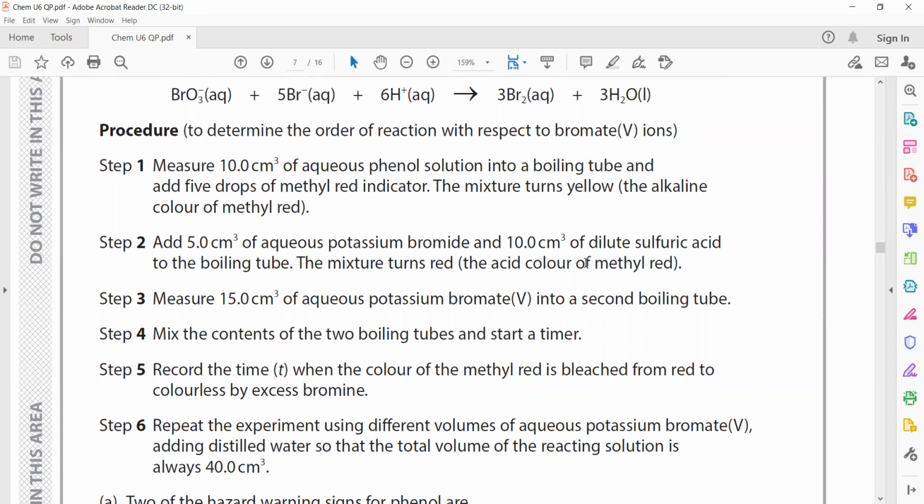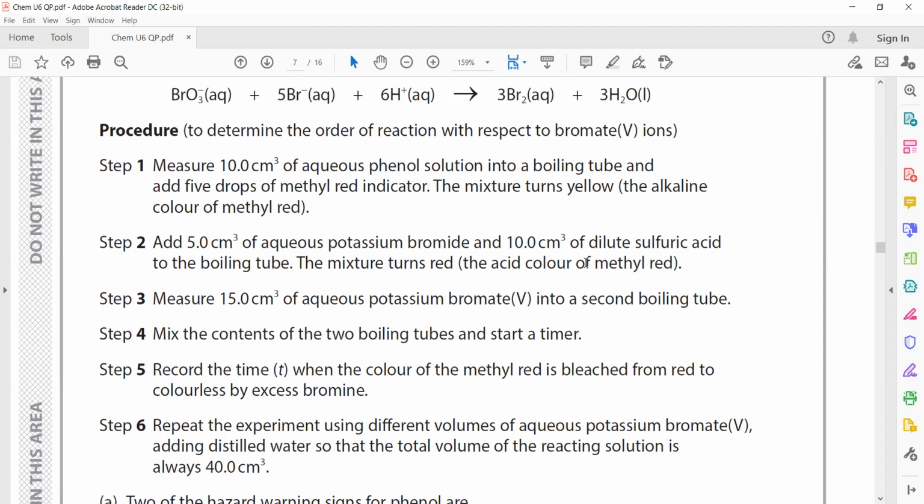Then the mixture turned yellow, the alkaline color of methyl red, and then add 5 cm³ of potassium bromide and 10 cm³ of sulfuric acid to a boiling tube. The mixture turned red, the acidic color of methyl red. Then put 15 cm³ of aqueous potassium bromate in a second boiling tube. Mix the contents of the 2 boiling tubes and start the timer. Record the time when the color of methyl red is bleached from red to colorless by excess bromine.